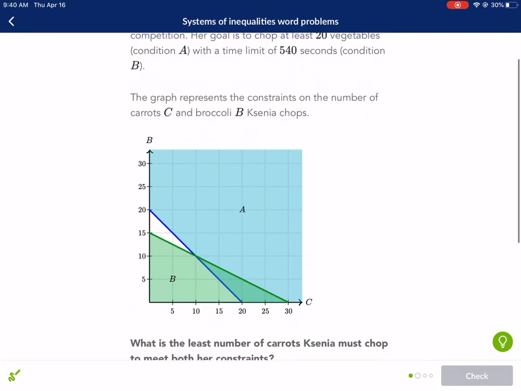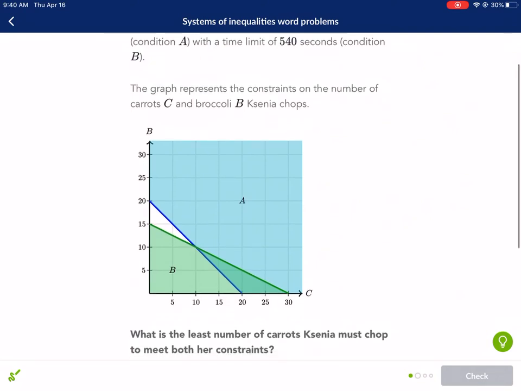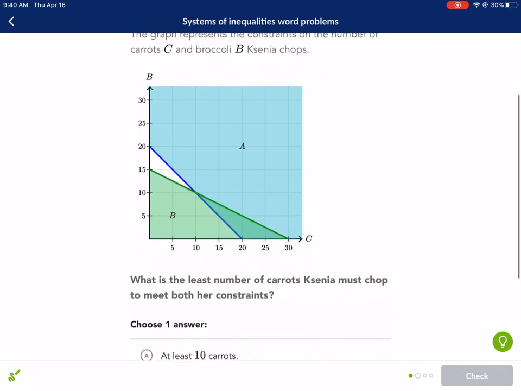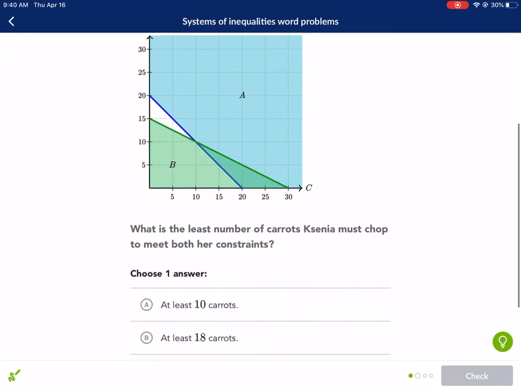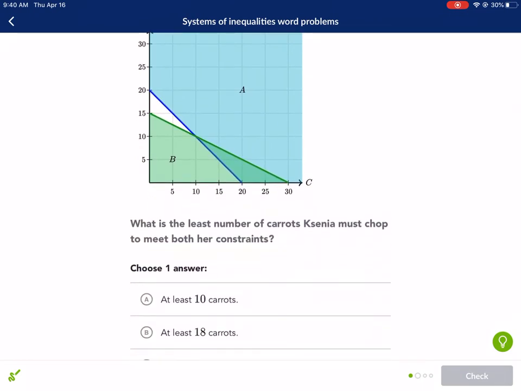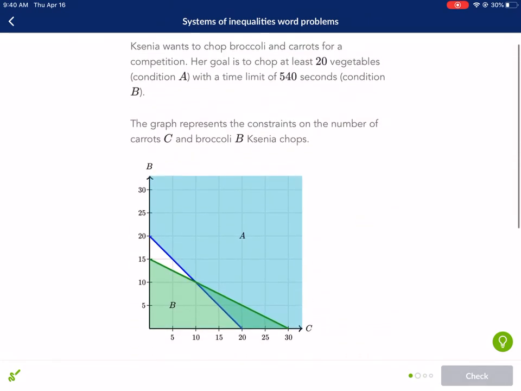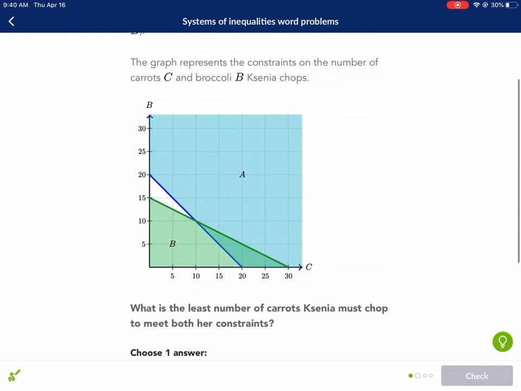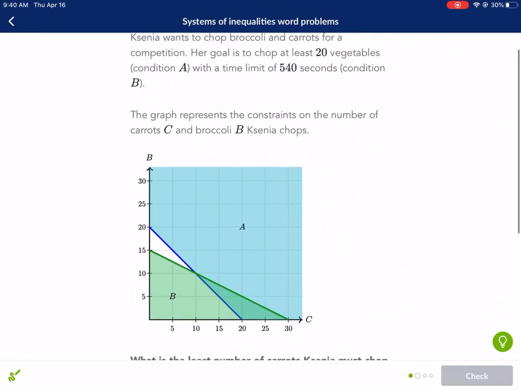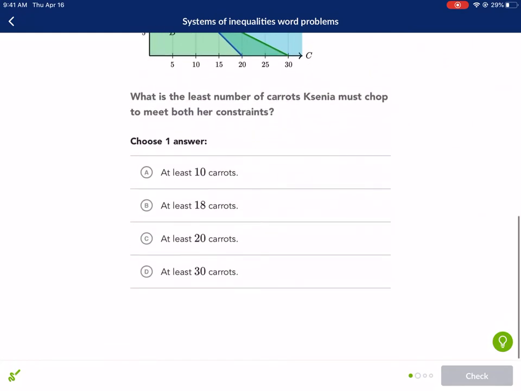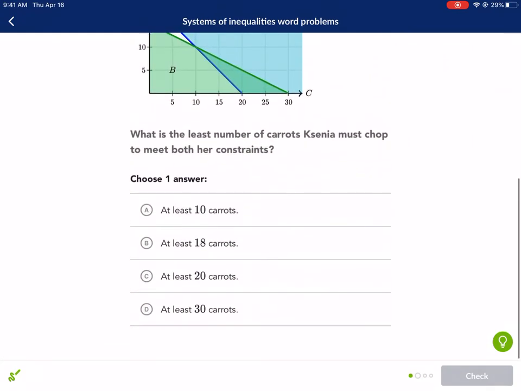So that's the blue region, with a time limit of 540 seconds. Condition B, okay? The graph represents the constraints on the number of carrots C and broccoli B. What is the least number of carrots Kinesia must chop to meet both conditions? So first we need to identify which one is carrots. Carrots is C, so that's our x-axis. We're only really concerned about the x-axis and what number is the minimum there, okay?